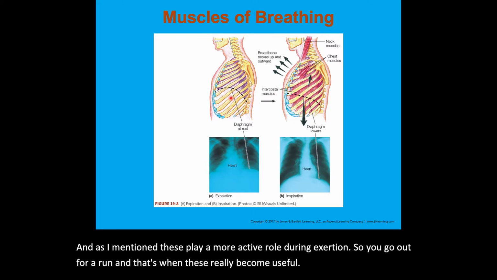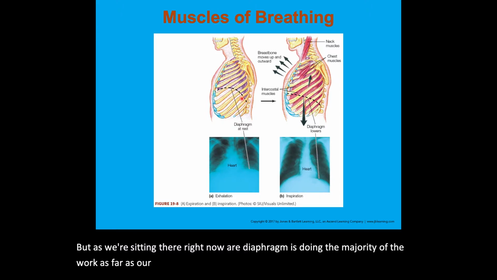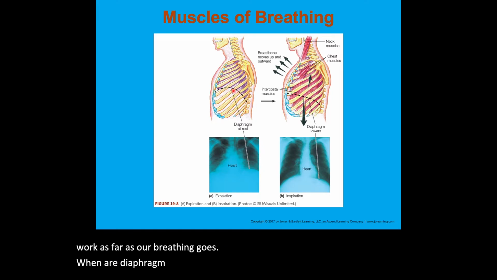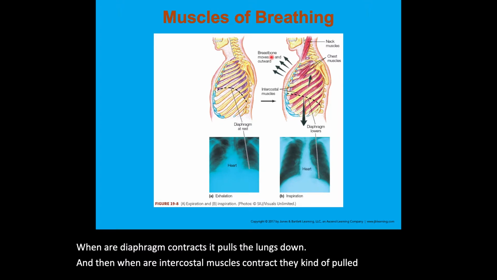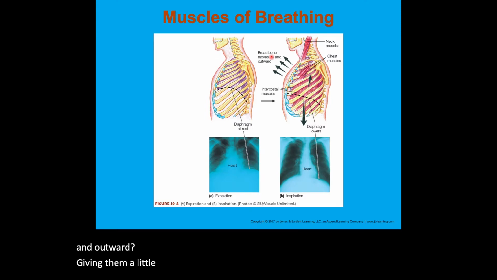But as we're sitting there right now, our diaphragm is doing the majority of the work as far as our breathing goes. When our diaphragm contracts, it pulls the lungs down. And then when our intercostal muscles contract, they kind of pull the lungs up and outward, giving them a little bit larger of a diameter.